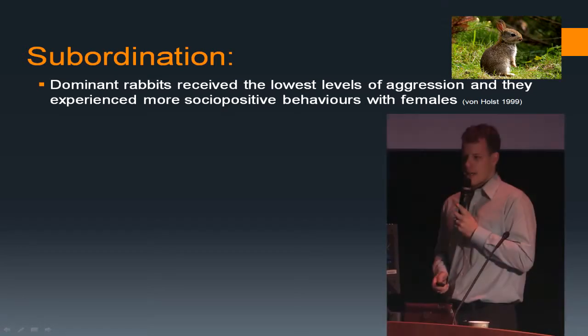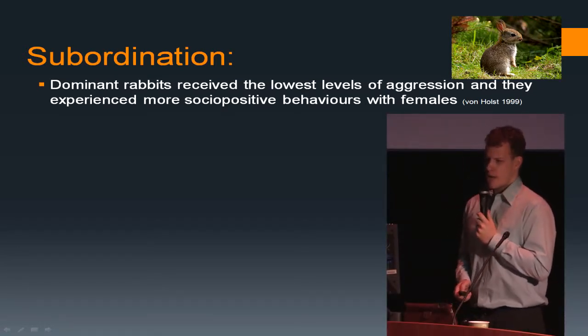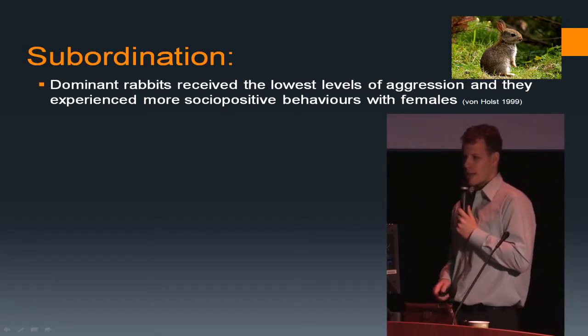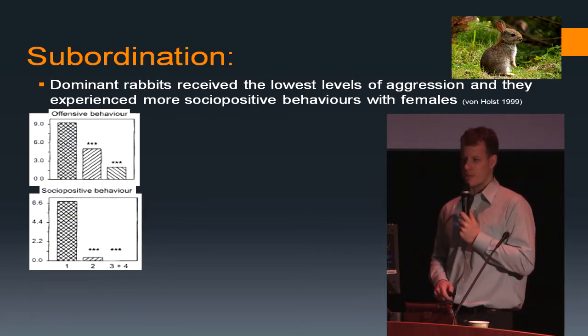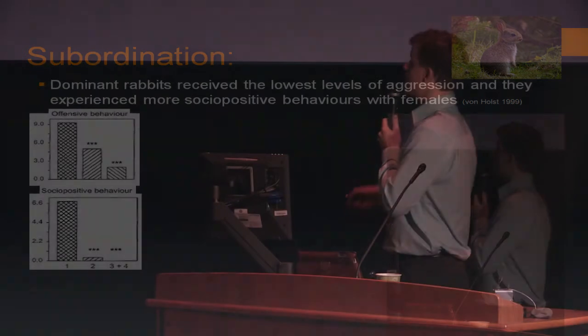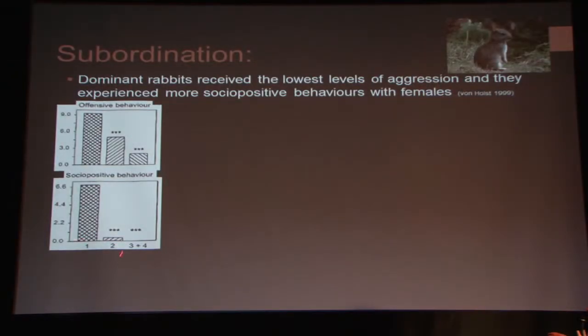And similarly, there's an example here from semi-wild rabbits where they look at the dominance hierarchy. And so they found that the dominant rabbits were receiving the lowest levels of aggression. So here we have the rank of the individuals within the group. So 1 is the top rank. So they're the ones doing the offensive behavior to the others, beating up on the other rabbits. And importantly also, they're scoring sociopositive behaviors from the females. So they're getting all the female attention.